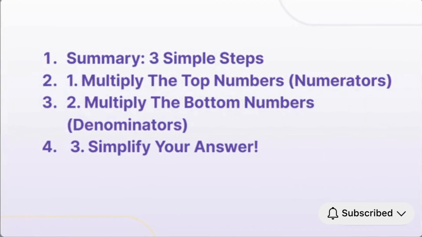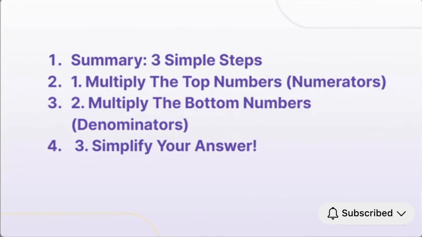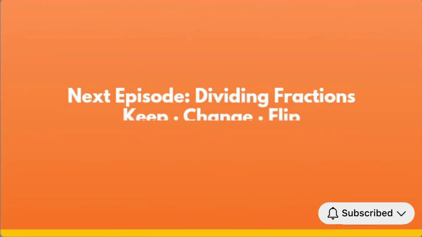Okay, it's time to summarize the whole topic in a few seconds. Three steps. First of all, you have to multiply the numerators separately and the denominators below. And at the last, you have to simplify your answer to get the proper result.